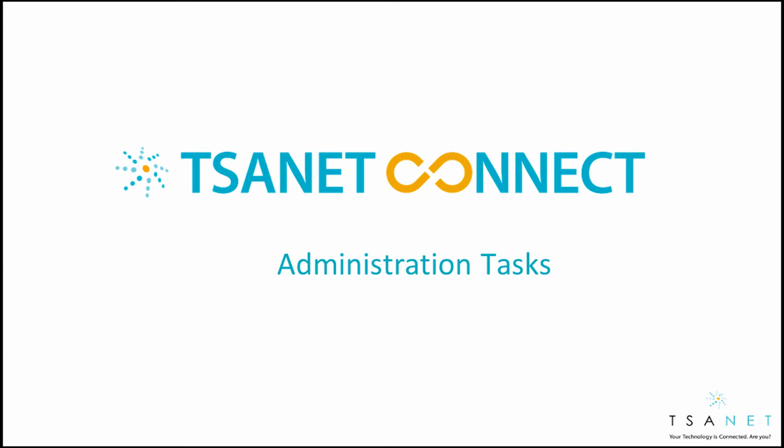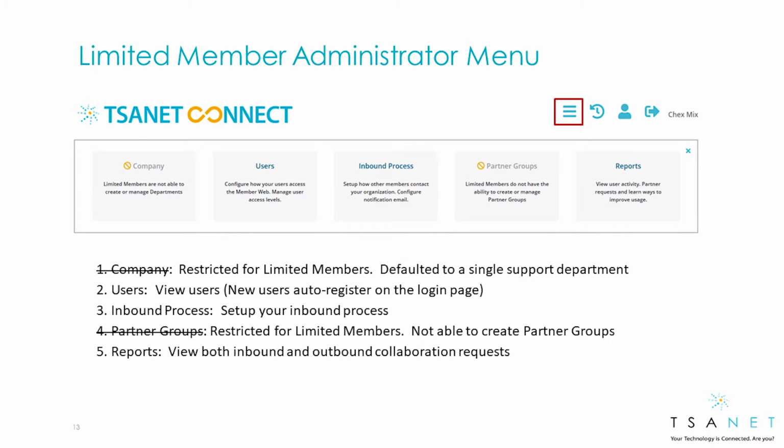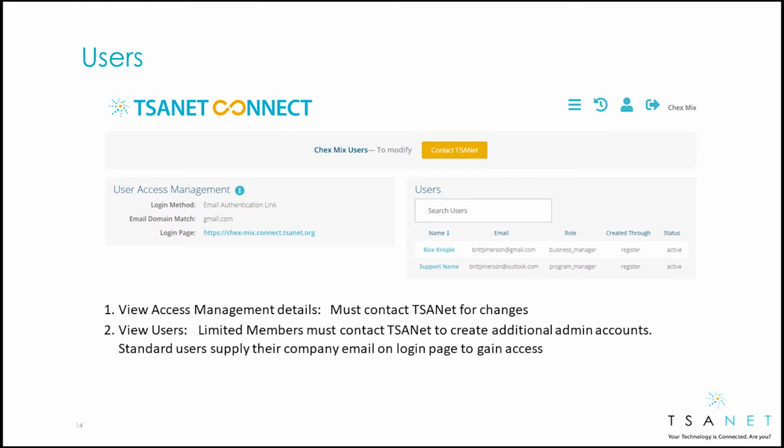As an administrator, you can view and make requests for changes to the system. Let's take a look at those capabilities. The administrator menu is accessed from the top navigation and contains these areas. You should note that as a limited member, your access is restricted to your users, some modifications to your inbound form, and the reporting section. The users menu will allow you to view both users and your login page URL. Limited members must contact TSANet to create additional administrator accounts.